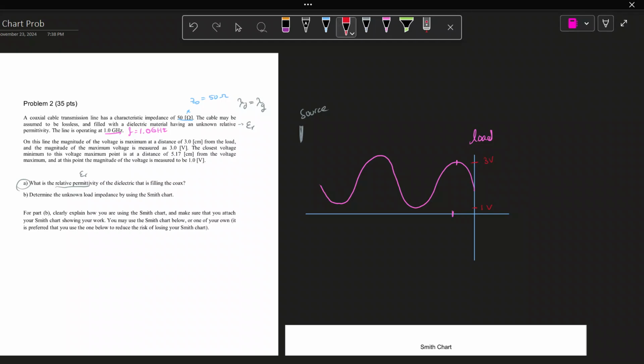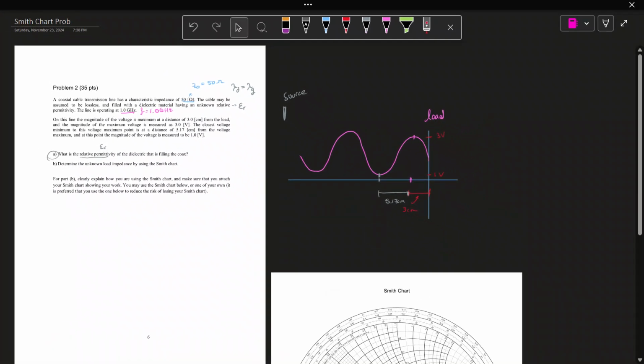And what did we say? It's 3 centimeters from the load. So if we know the load is this line and 3 centimeters away is this, the distance from here to here is 3 centimeters. Hopefully you're seeing exactly what this is. Now it's 3 volts, which we already plotted, and we know the min is 1 volt, at a distance from the max point, not from the load. I'll draw this here: from here to here is 5.17 centimeters. Now we've created our SWR chart, which will make it very easy for us to create the Smith chart.